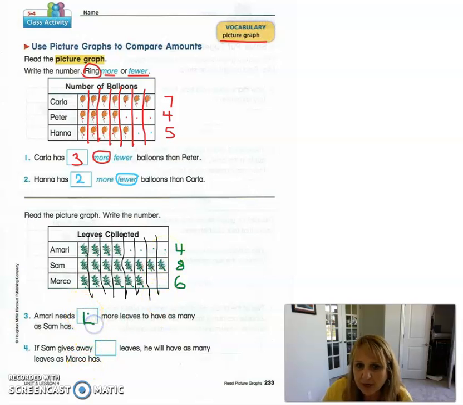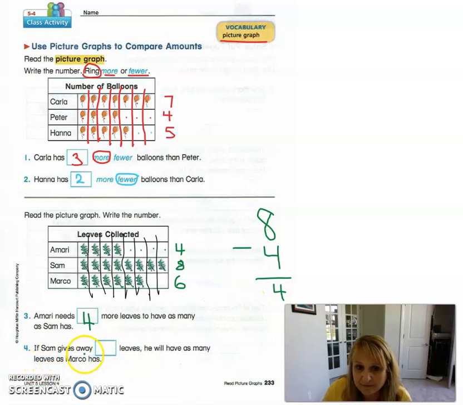But another way that we could do it is that we know that Sam has 8 leaves, right? And Amari only has 4. So 8 minus 4 is 4, which means Amari would need 4 more leaves. So you could do it either way. All right, let's look at number 4.